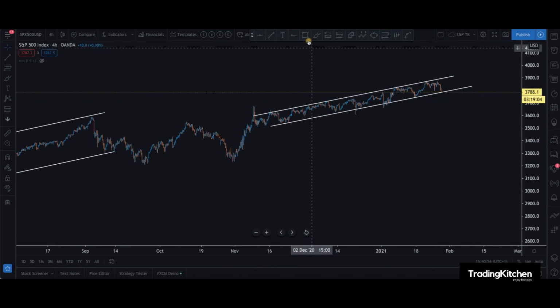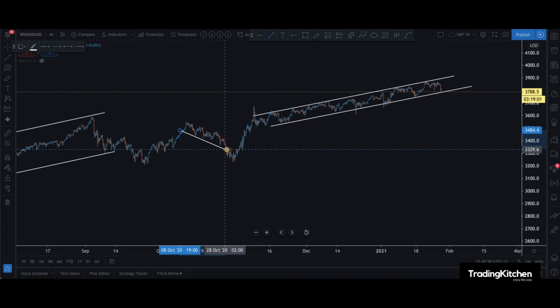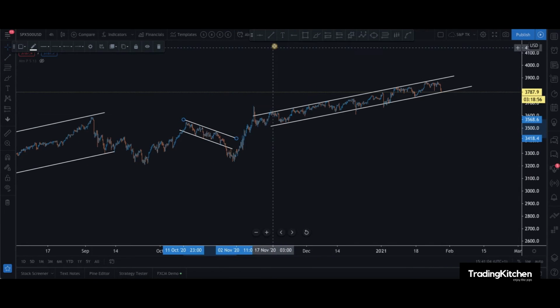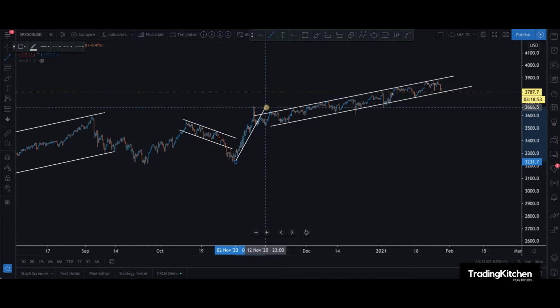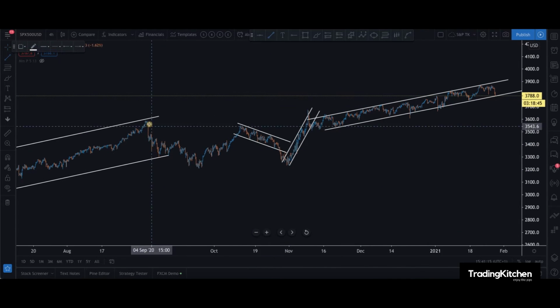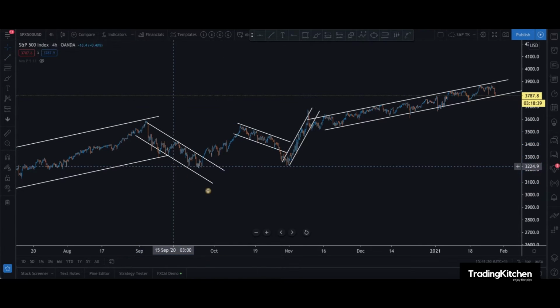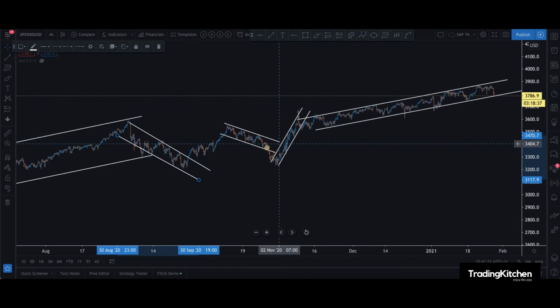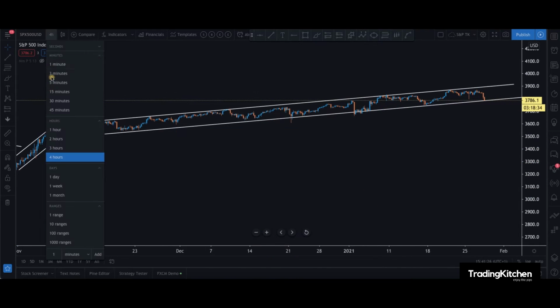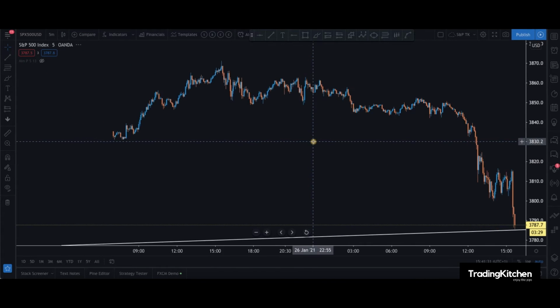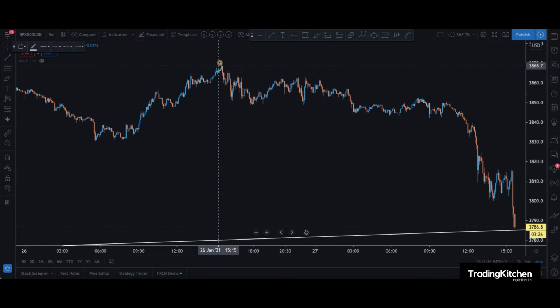Let me draw this one, and we are going to see how this could be helpful for our trading style. Look at this, and inside every channel we can go to the 5 minute time frame, for example. Inside every channel, as you can see, there are other channels.